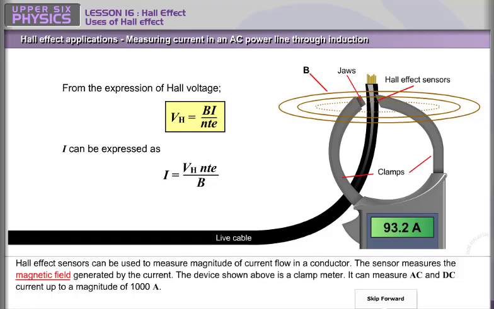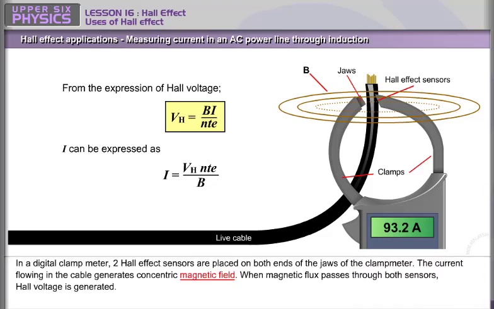The device shown above is a clamp meter. It can measure AC and DC current up to a magnitude of 1000 amperes. In a digital clamp meter, two Hall effect sensors are placed on both ends of the jaws of the clamp meter. The current flowing in the cable generates concentric magnetic field. When magnetic flux passes through both sensors, Hall voltage is generated.